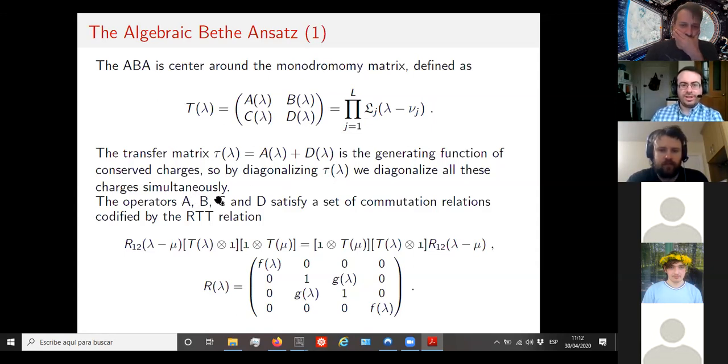These four operators, the A, B, C, and D, satisfy a set of commutation relations that are codified in the RTT relation here. Mostly I'm going to use this R matrix, this six vertex R matrix of difference form, but at some point I will do some weird things to this R matrix. So for example, instead of working in U_q(sl2), I'm going to work in U_q(sl(1|1)). But for the moment, I'm going to use this one.